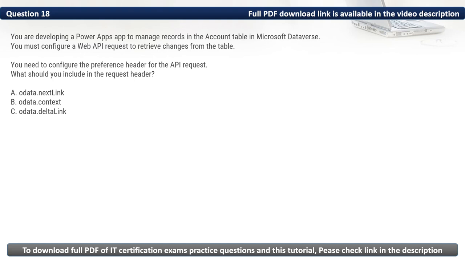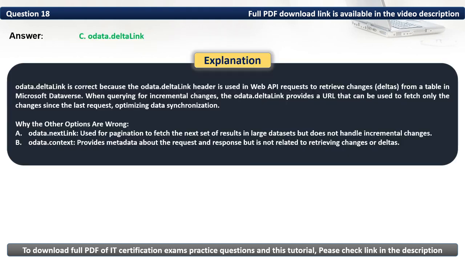Firstly, let's eliminate the incorrect options. We have A, odata.nextlink. It is used for pagination to fetch the next set of results in large datasets but does not handle incremental changes. Then we have B, OData.context. It provides metadata about the request and response but is not related to retrieving changes or deltas. As such, we should include OData.delta link in the request header. Thus, the correct option is C.